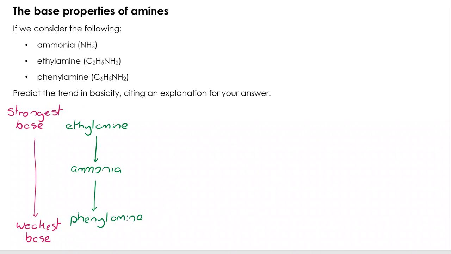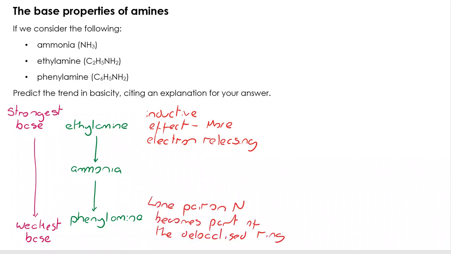And just as a brief reminder of why. Ethylamine is the strongest base because of the inductive effect, because the alkyl group is electron releasing, making the nitrogen more attractive to those protons. And as we've just seen with phenylamine, the lone pair on the N becomes part of the delocalized ring, making it far less likely to accept a proton, making it a weaker base. Ammonia sits happily in the middle.